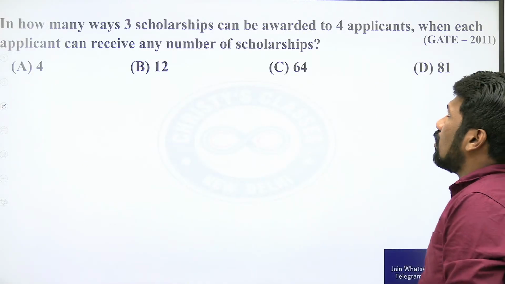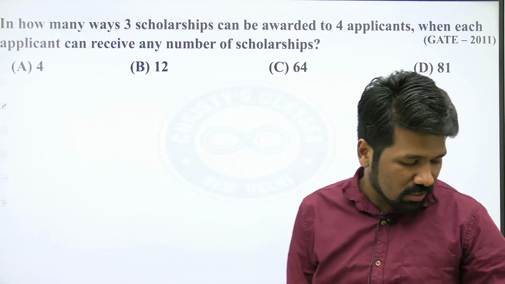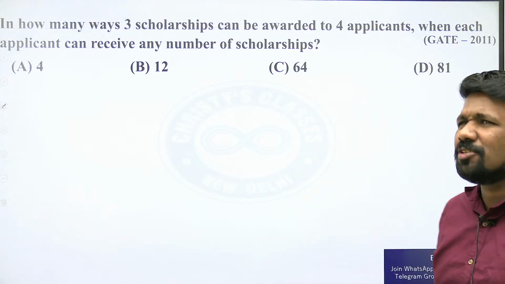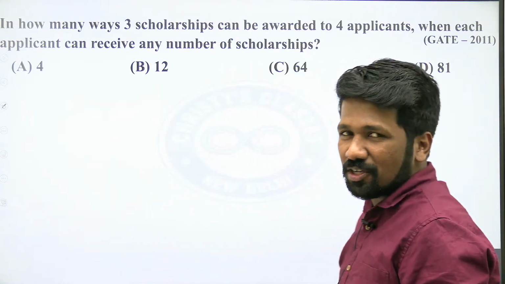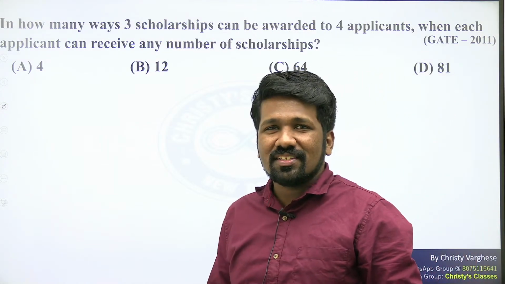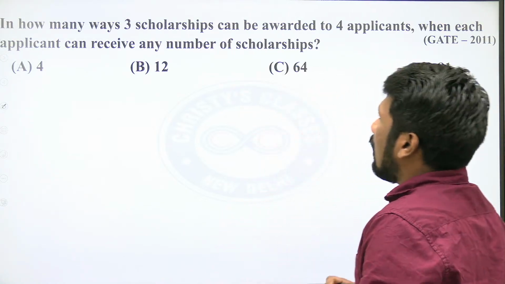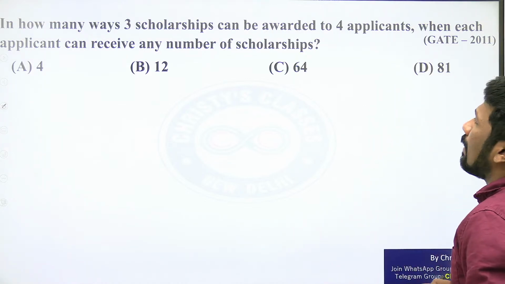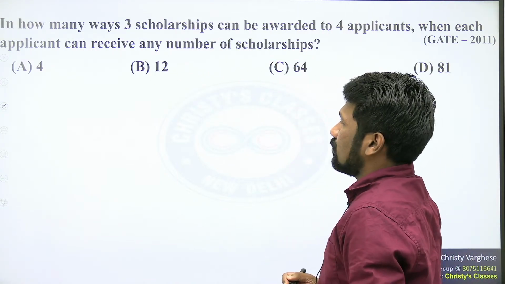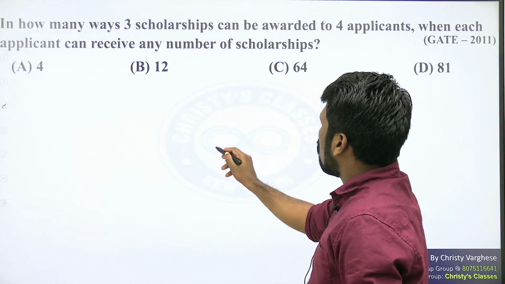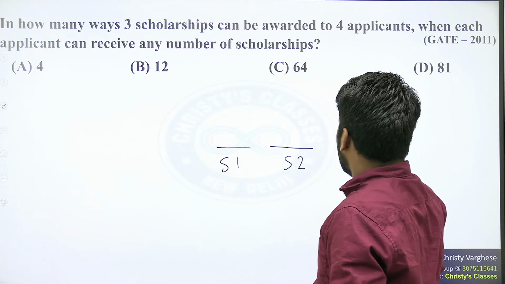In how many ways can 3 scholarships be awarded to 4 applicants when each applicant can receive any number of scholarships? So here you should clearly think from which perspective you should think. You should think from the scholarships perspective or the students perspective, because both are possible. These all are just common sense, and a basic understanding of the fundamental principle of counting solves almost all the questions in this chapter. So in how many ways can 3 scholarships be awarded to 4 applicants? And what is the constraint? Each applicant can receive any number of scholarships. So each applicant can receive any number of scholarships means scholarship 1, scholarship 2, scholarship 3. From the scholarship perspective we will think. 3 scholarships, hai na.